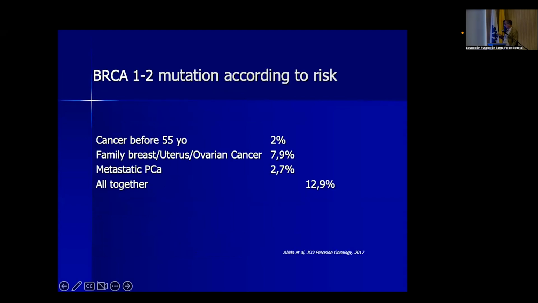If you look at this mutation, I said that in the overall population the BRCA mutation rate is around 6%. If you test a patient with cancer before 50 years, you will find it in approximately 2% of the patients. If you look in patients with a family history of prostate, breast or ovarian cancer, it is almost 8%. And in patients with metastasis, it's almost the same as in early prostate cancer, around 2%. And altogether, if he has a family history of prostate cancer, a young age and a metastasis, the risk of finding the BRCA mutation is almost 13%.